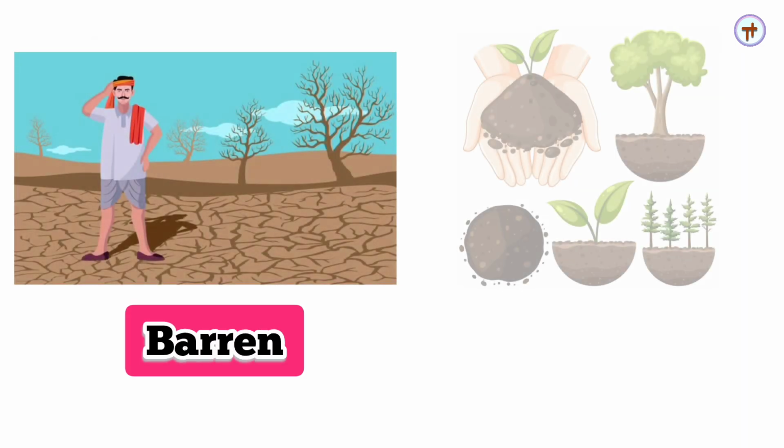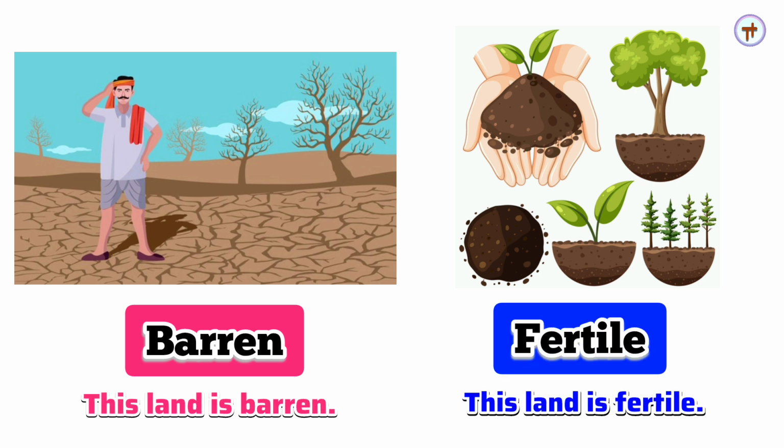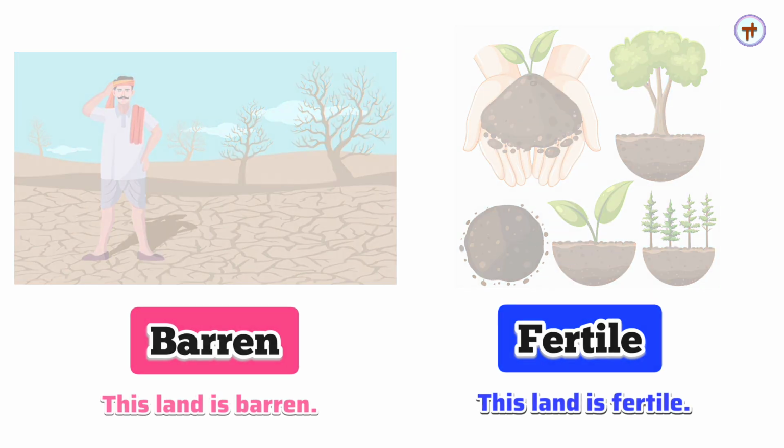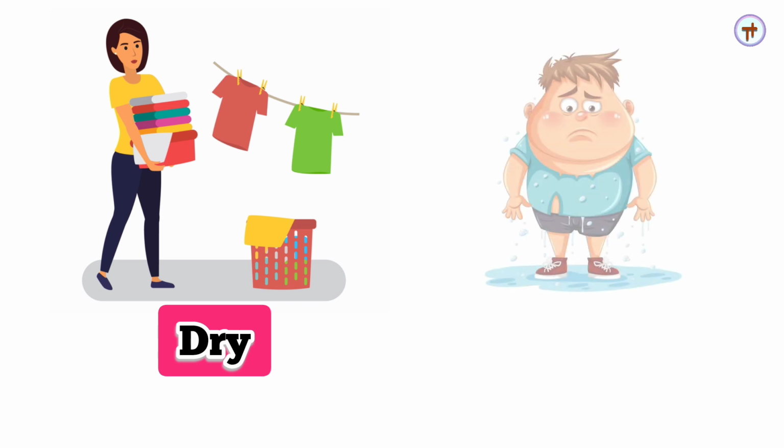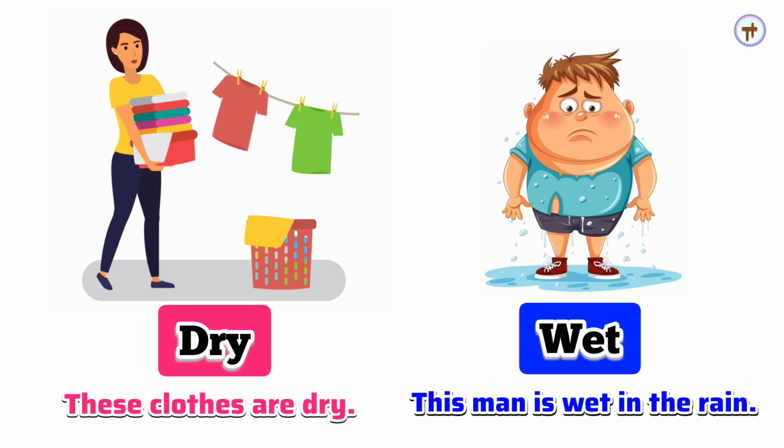Barren, fertile. This land is barren. This land is fertile. Barren, fertile. Dry, wet. These clothes are dry. This man is wet in the rain. Dry, wet.